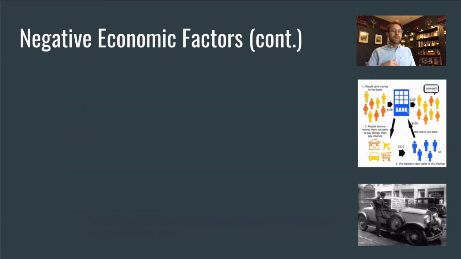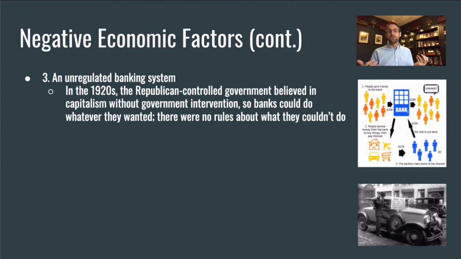Moving forward, more negative economic factors. What we want to look at next is something I alluded to a second ago, and that's how the banking system worked. And the way we can describe this is it was unregulated, which means there were basically no rules telling banks what they could and couldn't do. Now, this happened because in the 1920s, the Republican Party controlled the United States federal government for, let me think, maybe like all but 1 year of the 1920s, and the Republican Party was very much in favor of capitalism with no government intervention.